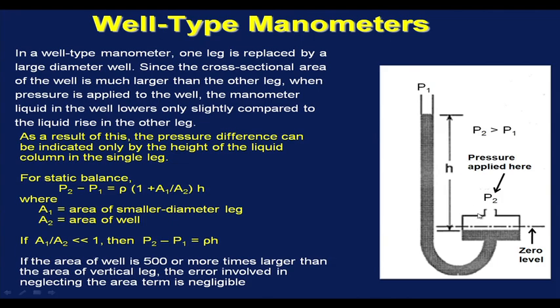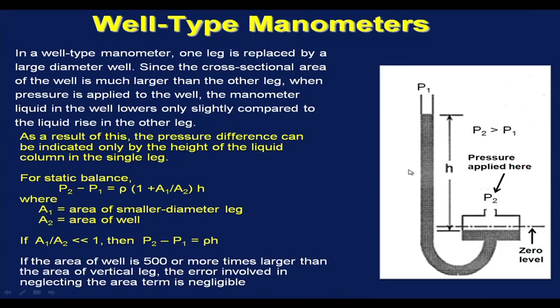So, let me repeat. In a well type manometer, one leg of the U-tube manometer is replaced by a large diameter well. Now, the cross sectional area of the well is much larger than the cross sectional area of the other leg. So, if we now apply pressure to the well, since its cross sectional area is much larger, the manometer liquid in the well will lower only slightly, but there will be a significant liquid rise in the other leg. As a result of this, the pressure difference can be indicated only by the height of the liquid column in the single leg.